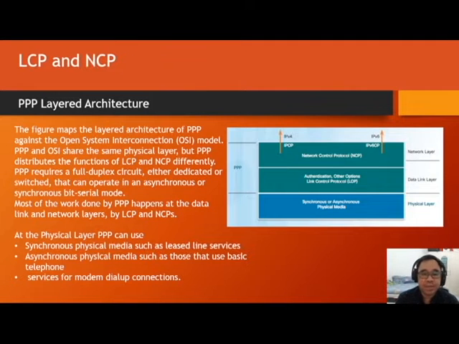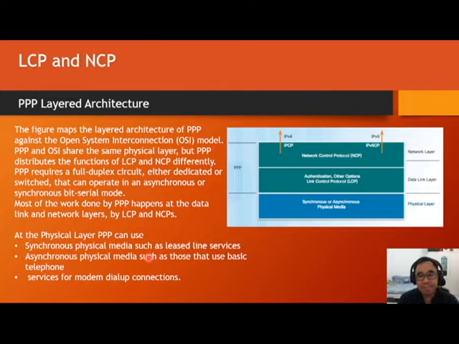PPP layered architecture. The figure maps the layered architecture of PPP against the Open Systems Interconnection, or OSI, model. PPP and OSI share the same physical layer, but PPP distributes the functions of LCP and NCP differently. PPP requires a full duplex circuit, either dedicated or switched, that can operate in an asynchronous or synchronous bit-serial mode. Most of the work done by PPP happens at the data link and network layers by LCP and NCPs.